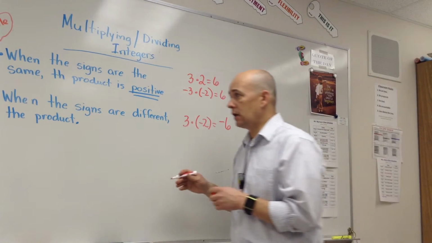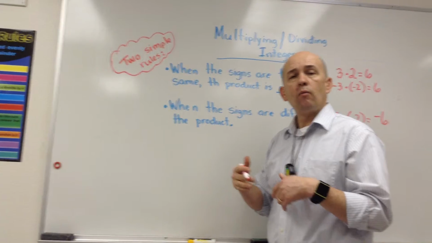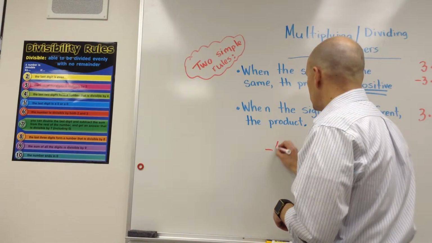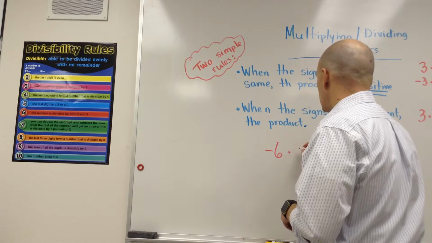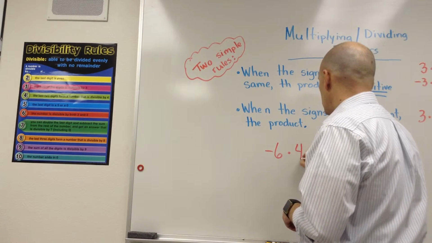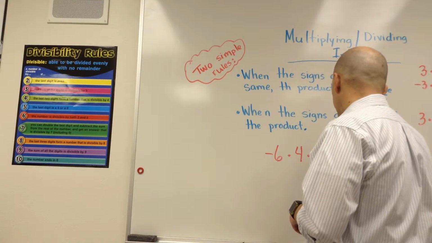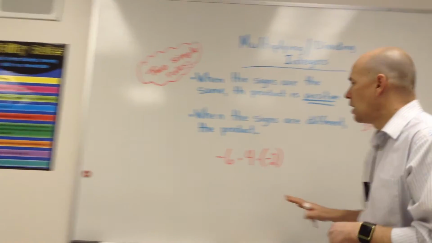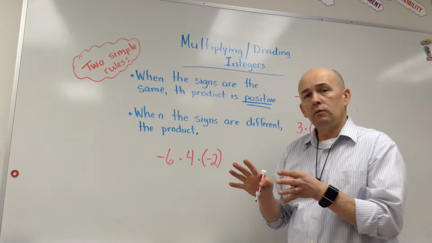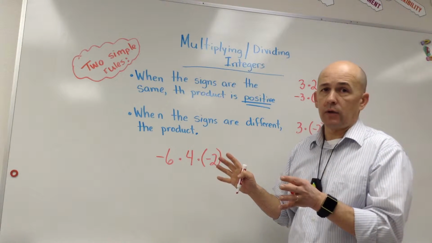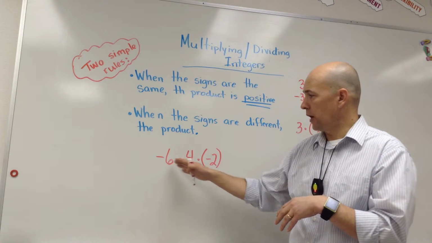Now, where this can get a little confusing is if you have more than 2 factors that you're multiplying. Let's say that I have a negative 6 times a positive 4 times a negative 2. All right? Well, there's a couple different things we're going to do. One thing is we're going to use our order of operations, okay? And it's multiply from left to right.